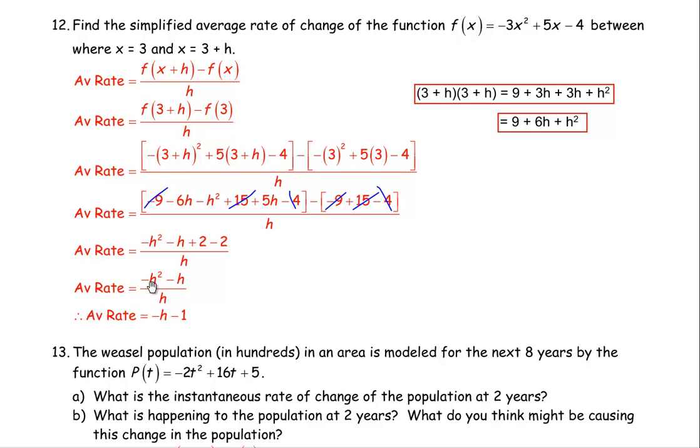So that h will divide in. h goes into h squared h times. So there's a negative h here. And negative h divided by h is negative 1. So that's the average rate of change, whatever h is. So for example, if h was 1 and we're talking from where x is 3 to 4, then the average rate of change would be negative 2, because we'd have negative 1 minus 1 would be negative 2.